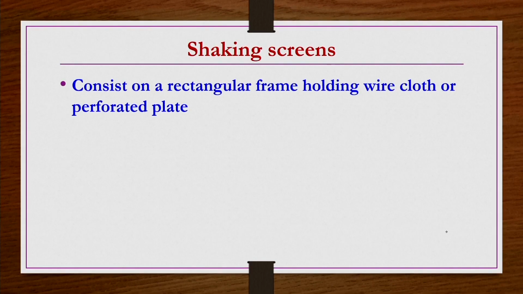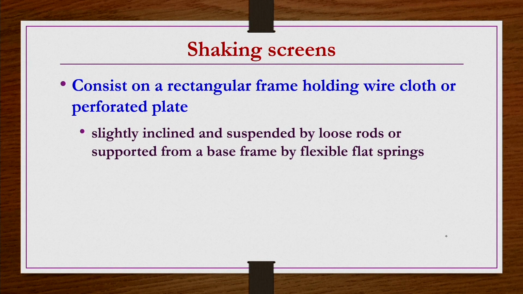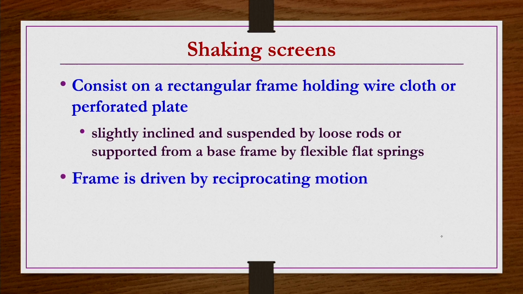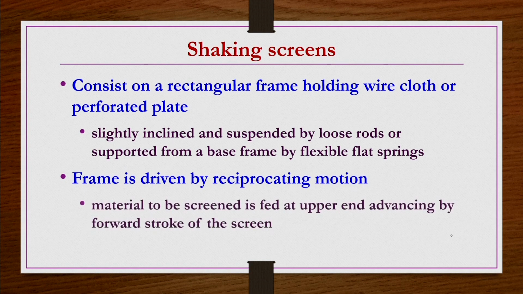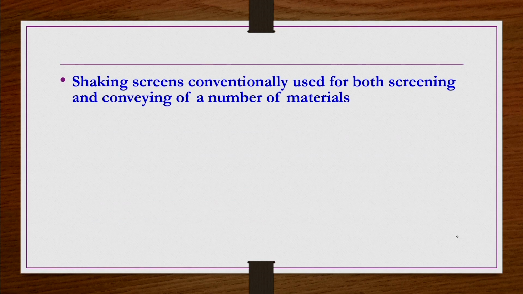Then shaking screens consist of a rectangular frame holding wire cloth or perforated plate. They can be slightly inclined and suspended by loose rods or supported from a base frame by flexible flat springs, and the frame is driven by reciprocating motion. The material to be screened is fed at the upper end, advancing by the forward stroke of the screens. Shaking screens are conventionally used for both screening and conveying of a number of materials.